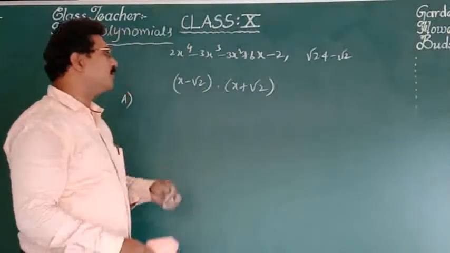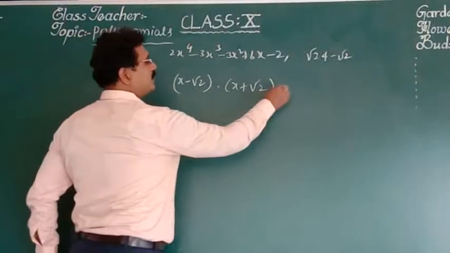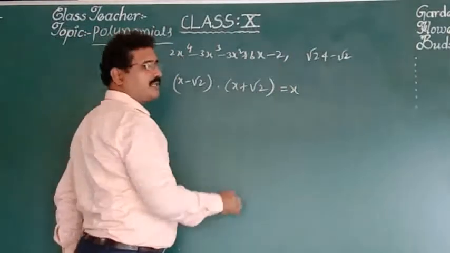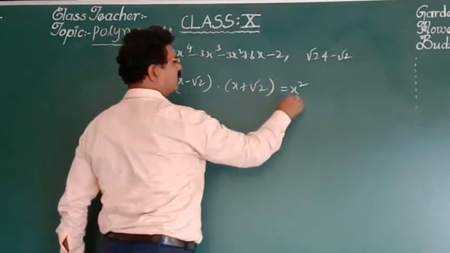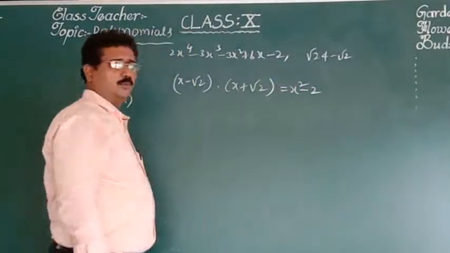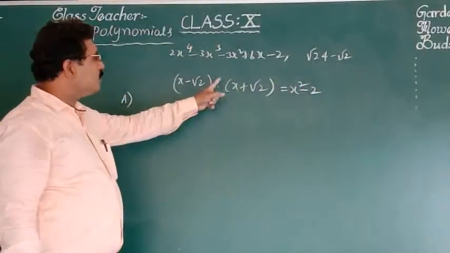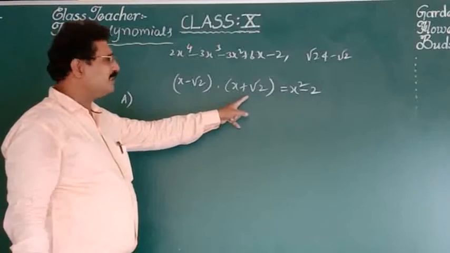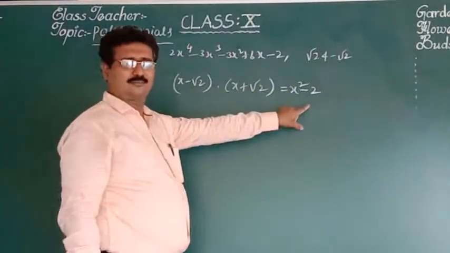Now x minus root 2 into x plus root 2 means their product. What is their product? Product is also a factor, which is equal to a minus b into a plus b, a square, that is x square minus root 2 whole square, which is 2. So x minus root 2 and x plus root 2 are the factors, and their product is also a factor.